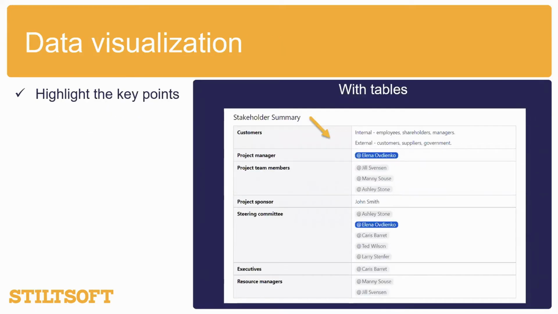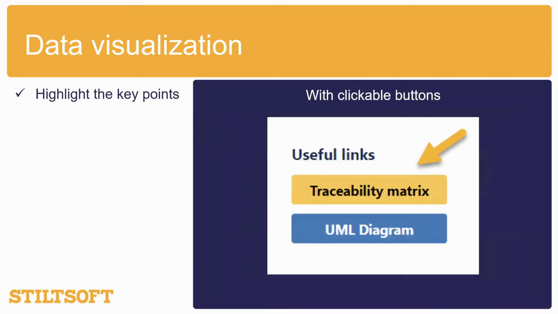Next, you need to pay attention to the way you visualize information. And it's really great idea to highlight the key points. Here it's done in several ways. First of all, maybe the easiest but quite effective way, it's using tables. Here you can see a native Confluence table used to highlight the information about stakeholders of the project. So it looks pretty organized and easy to find whatever you need.